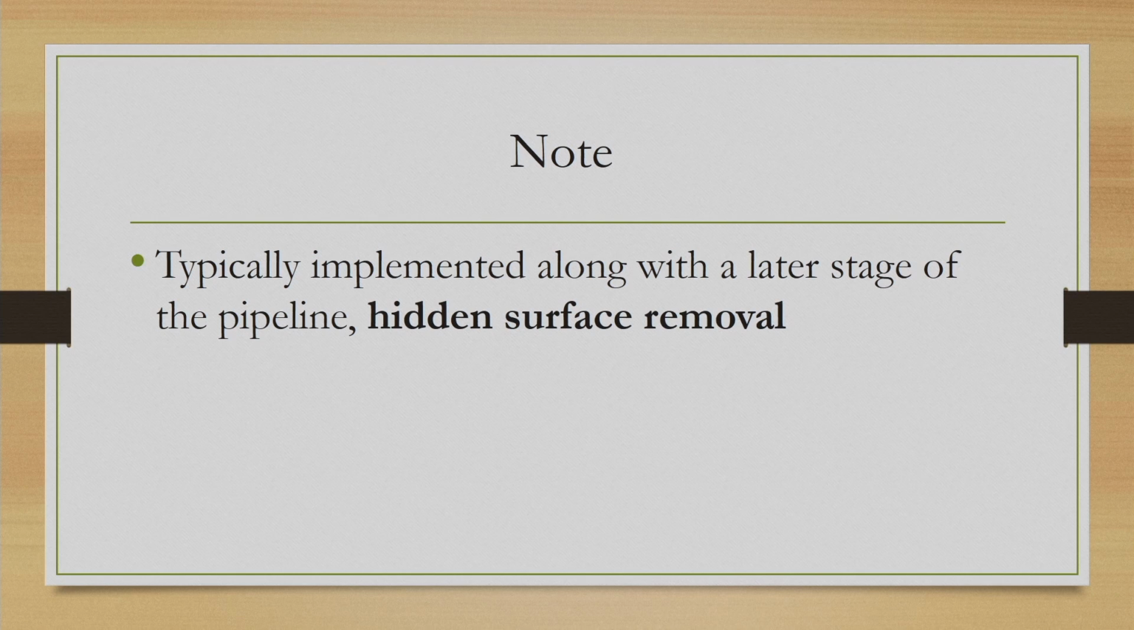And one more thing we should note here is that this particular shading technique, Gouraud shading, is implemented along with a later stage of the pipeline which is part of the fourth stage. It is called hidden surface removal. So, we will discuss it later. So, Gouraud shading assigns colors, but it is typically implemented along with a later stage of the pipeline, that is a sub stage of the fourth stage, hidden surface removal.